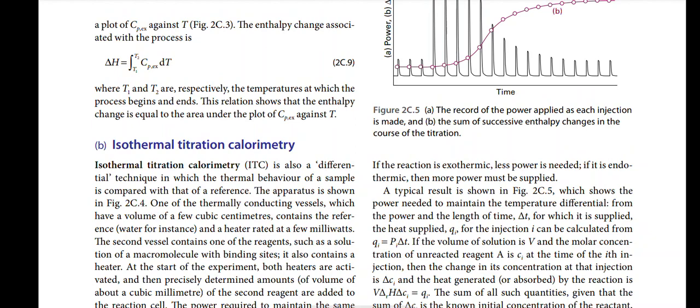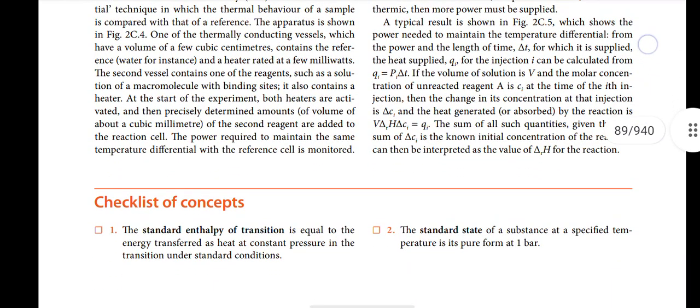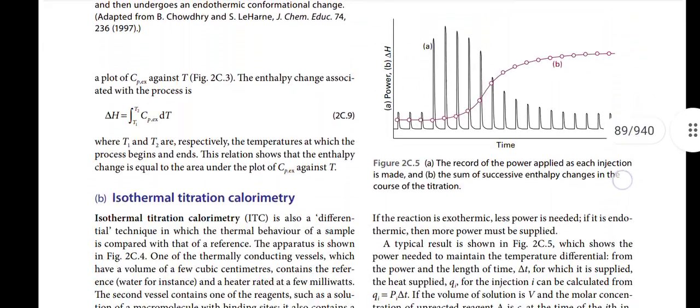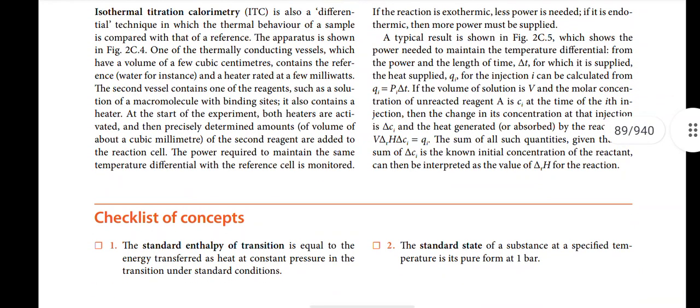At the start of the experiment, both heaters are activated and then precisely determined amounts, with a volume of about a cubic millimeter, of the second reagent are added to the reaction cell. The power required to maintain the same temperature differential with the reference cell is monitored. If the reaction is exothermic, less power is needed. If it is endothermic, then more power must be supplied.